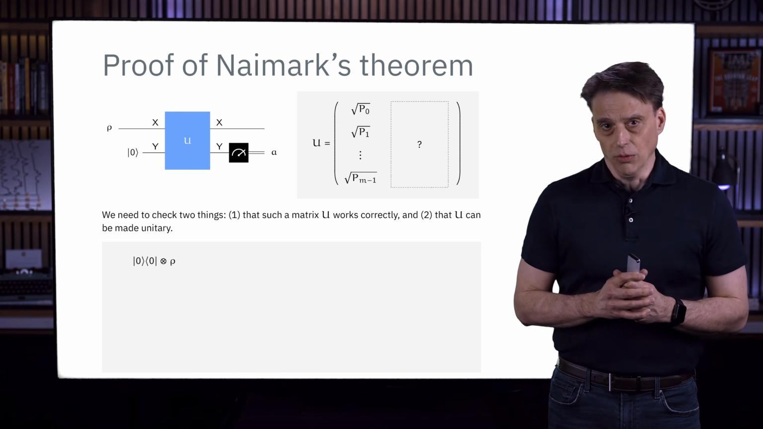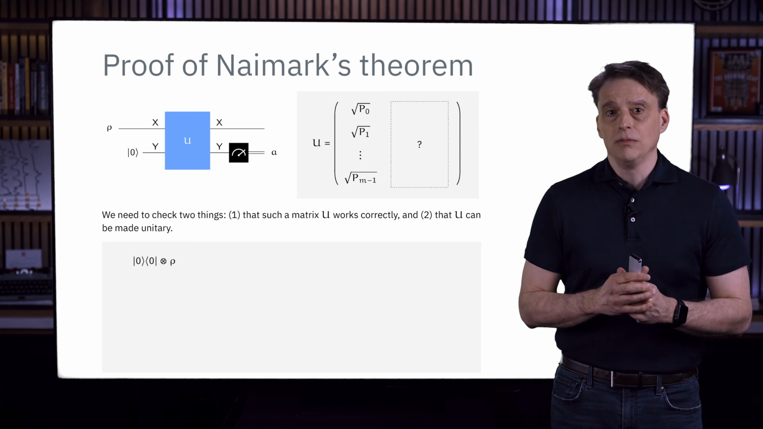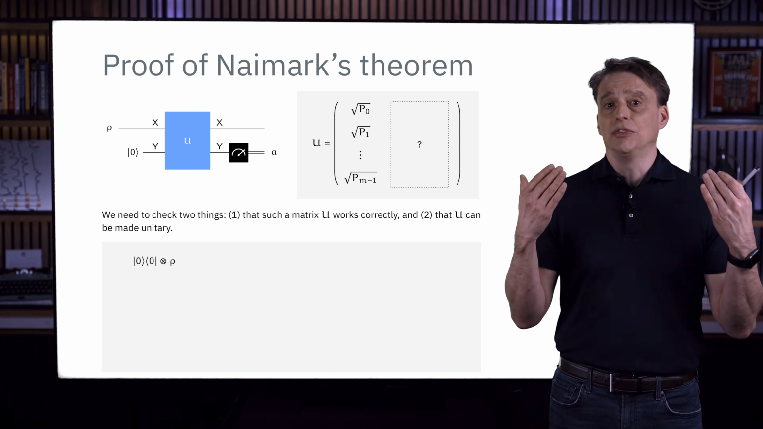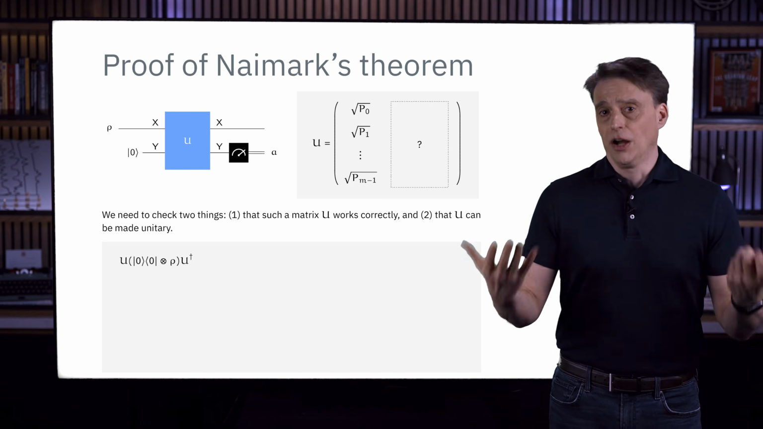Here's the state that we start with. The bottom system Y is initialized to the 0 state, while the top system starts in the state rho. And then we perform U, which means that we conjugate by U.